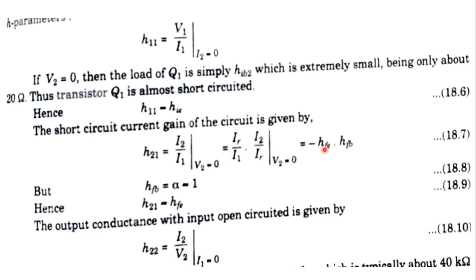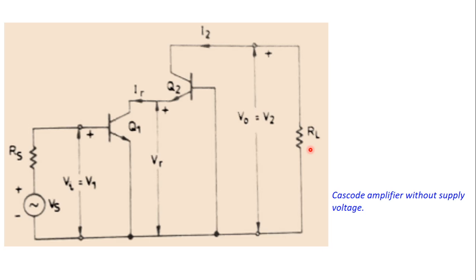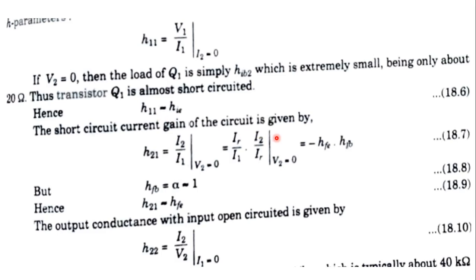Okay, and there is a negative sign because here IR is entering into this Q1, but at the same time IR is coming out from Q2. Generally we assume that at the input side the current enters into the input terminal, but this is coming out, so because of this a negative sign is taken here. Okay, but HFB is equal to alpha.